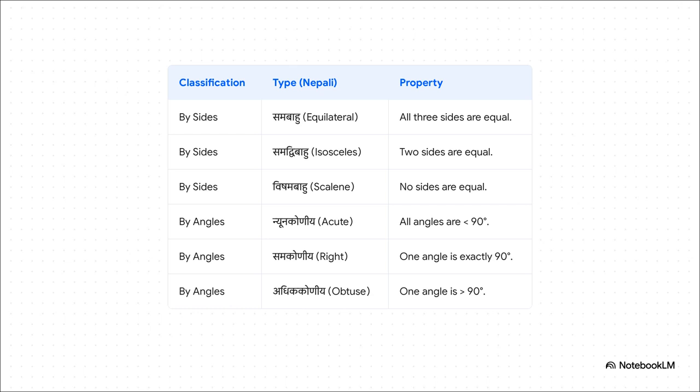Now, if we completely switch gears and look at the angles, an acute triangle has all sharp corners. Every single one is less than 90 degrees. A right triangle has that one perfect square corner. That's exactly 90 degrees. And an obtuse triangle has one big, wide-open angle that's greater than 90.